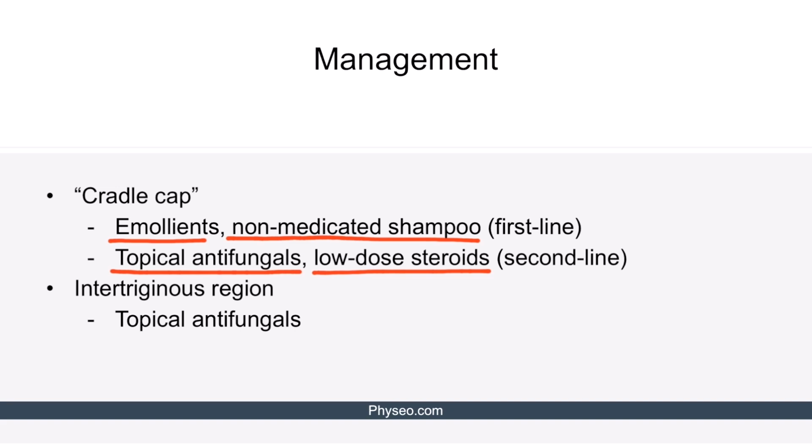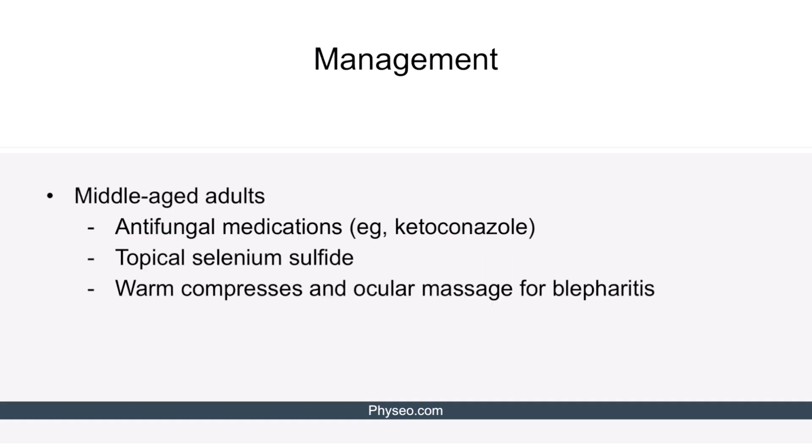If the intertriginous region of an infant is primarily affected, we can give topical antifungals, particularly since there is often a superimposed Candida infection. For the seborrheic dermatitis of middle-aged adults, the best treatment is antifungal medications. Topical ketoconazole can be applied to the lesions, and antifungal shampoos can be used in cases where the scalp is affected. Selenium sulfide is another medication with antifungal properties that is also effective. Warm compresses and ocular massages are used to treat blepharitis.